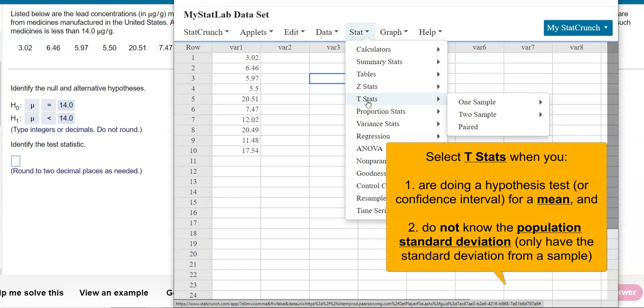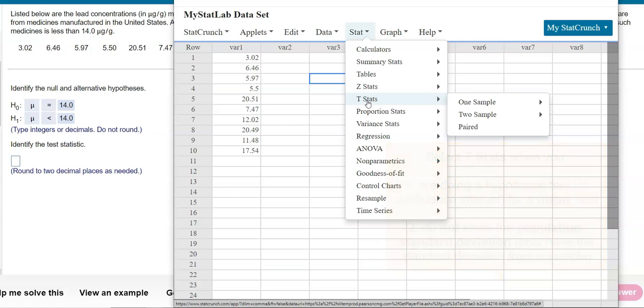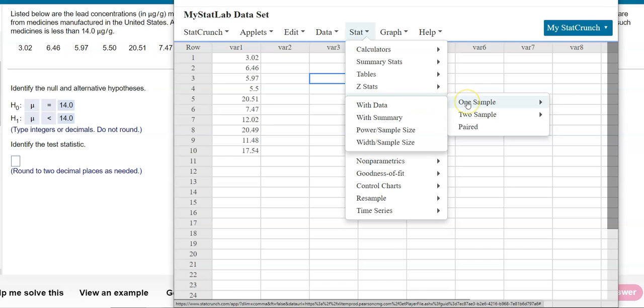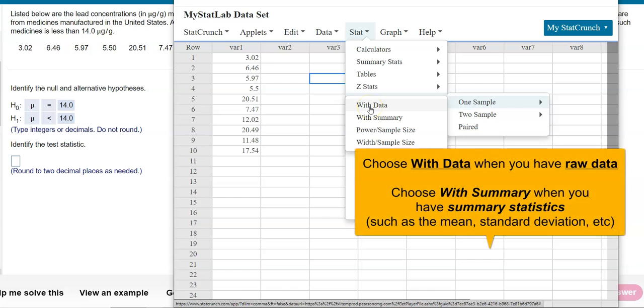So T Stats is when you're doing a hypothesis test about a mean, and the standard deviation you have is from a sample. In this case, we only had one sample, so we're going to select One Sample, and we're going to choose With Data because the question actually gave us the original raw data, a list of numbers. It didn't give us summarized information like it had already found the mean and standard deviation for us.